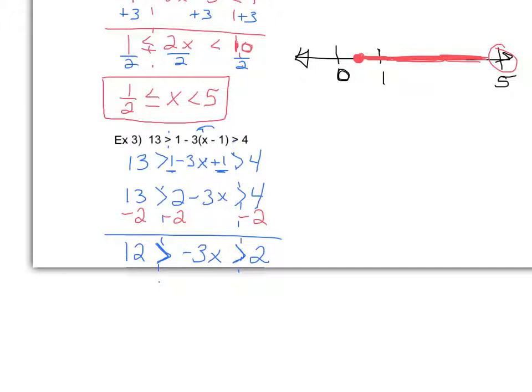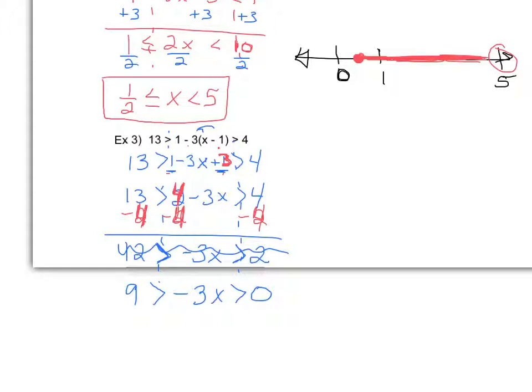Oh, and actually, I see I have a mistake up here. So I'm going to correct my mistake. Negative 3 times negative 1 right here when I distributed it should have been plus 3. 3 times 1 is 3, which means when I combine my like terms of 1 and 3, I would have gotten 4, not 2, which also means I should have subtracted 4 from the left, 4 from the middle, and 4 from the right. So my inequality would actually read right now, 9 is greater than negative 3x, which is greater than 0. So take a moment and fix that in your notes.